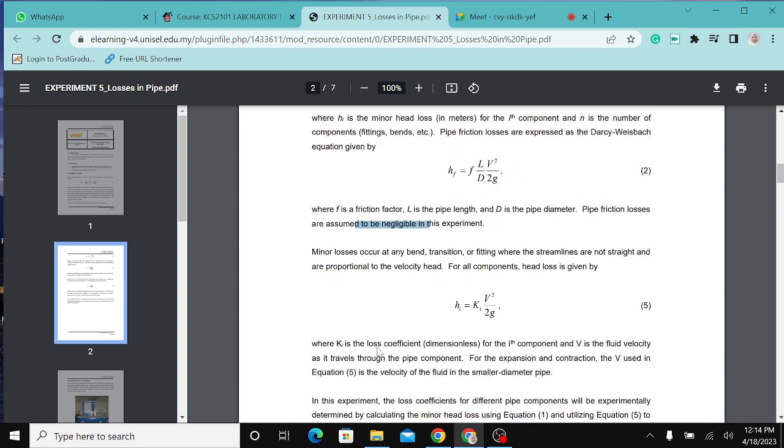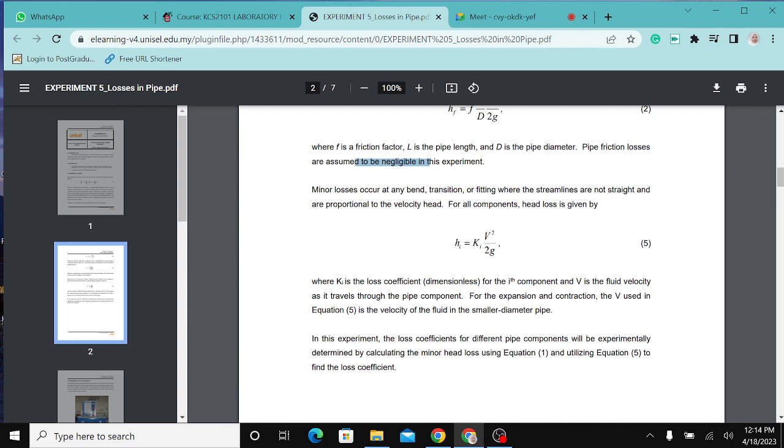Okay, minor losses occur at any bend, transition or fitting where the streamlines are not straight and are proportional to the velocity head. So the head loss is given by equation number, this should be equation number 4 lah. Okay, by this equation. So the fourth equation dekat sini is Ki, maksud dia adalah loss coefficient for the i component. V is the fluid velocity. Sometimes V also used in equation number 4. This is equation number 4. Meaning that it is the velocity of the fluid in the smaller diameter pipe.